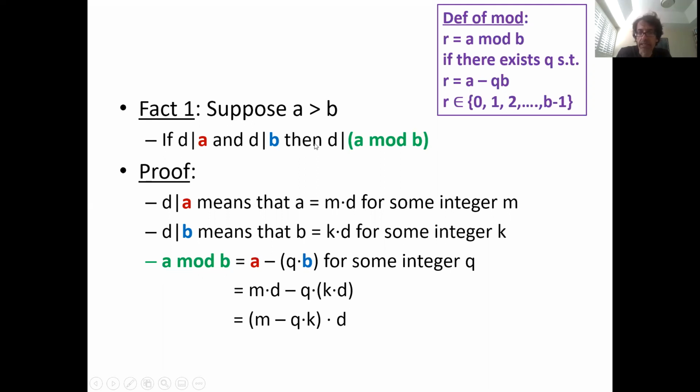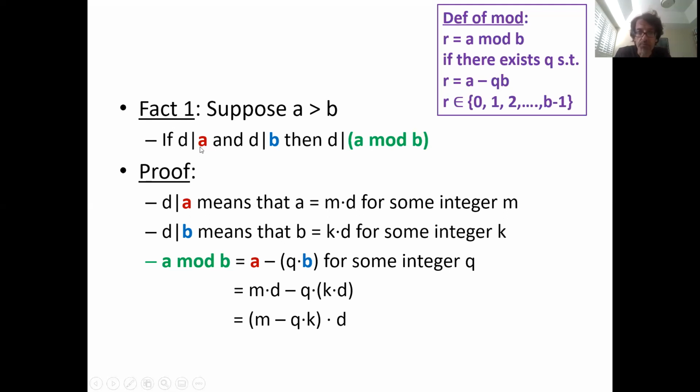So by linearity, because the remainder is a linear function of A and B, namely this one, if A is a multiple of D and B is a multiple of D, then so must the remainder be. So far so good. Let's do fact 2.